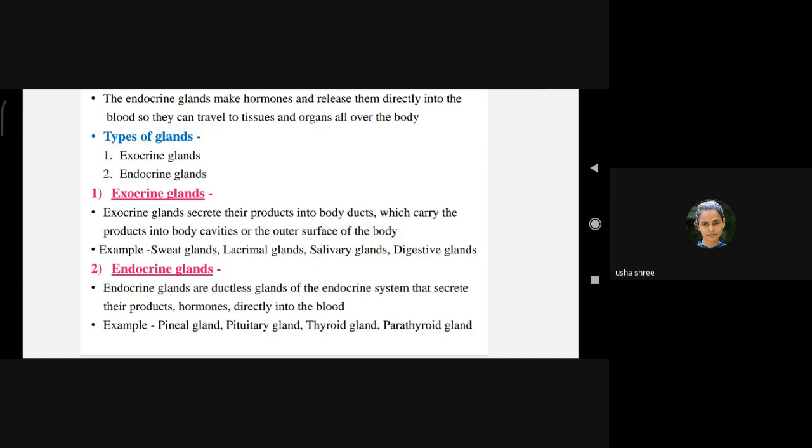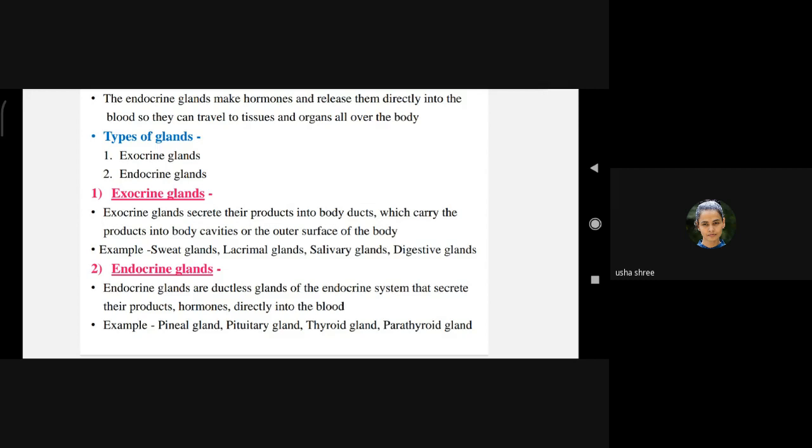The best example is the pancreas. The pancreas is at the same time exocrine and endocrine. How is it exocrine? When the pancreas secretes digestive juice, the digestive juice is carried by the pancreatic duct and released into the duodenum of the small intestine. So that is why it is exocrine.